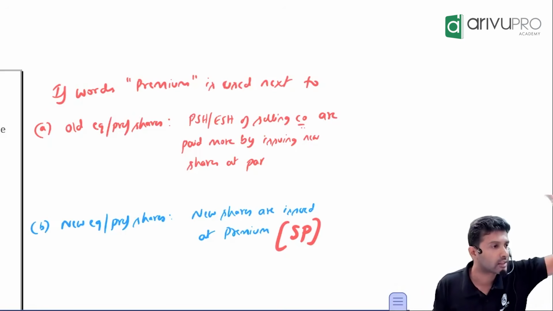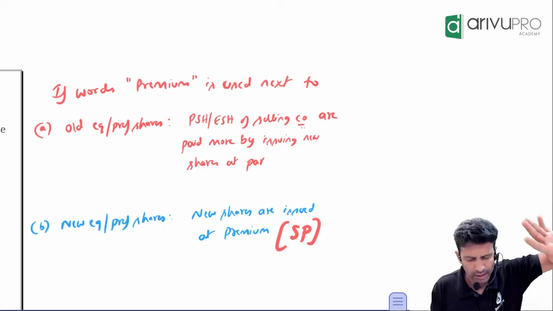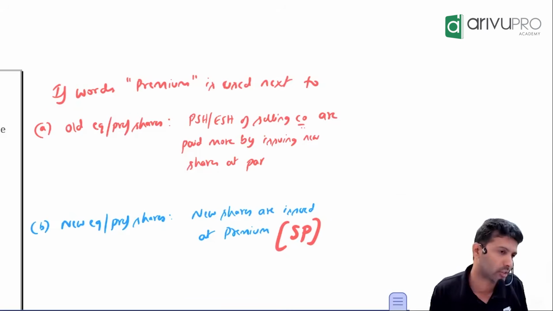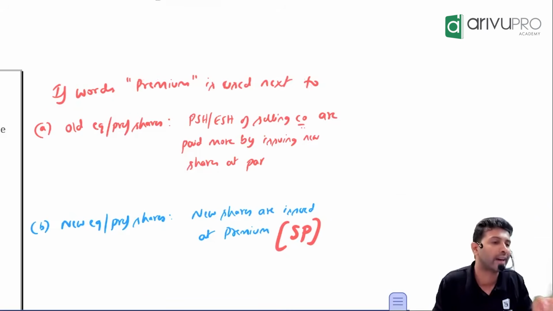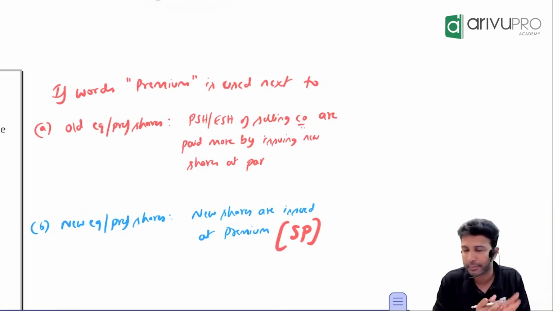Many of them will get this wrong. 2-3 marks easily they will lose because of this. So this is one easy, quick way to identify what is happening here.